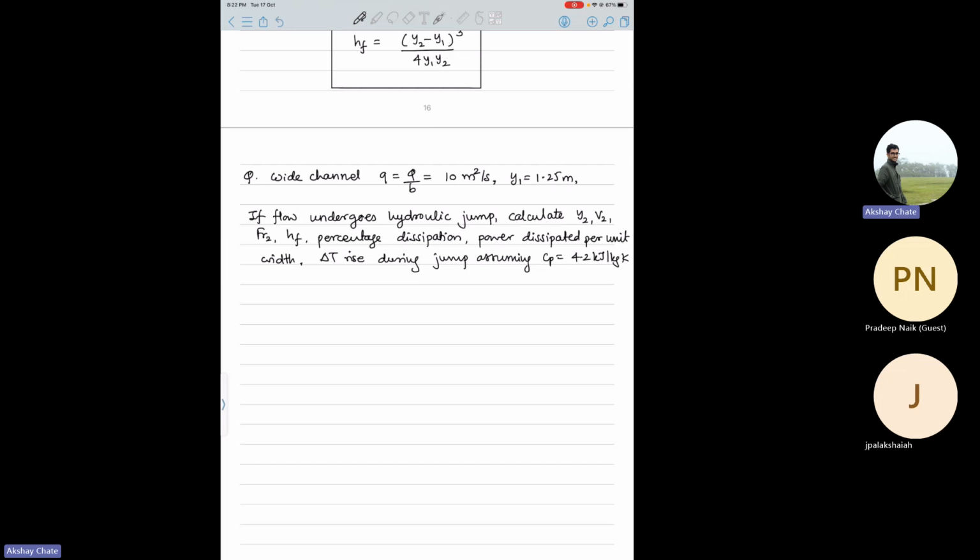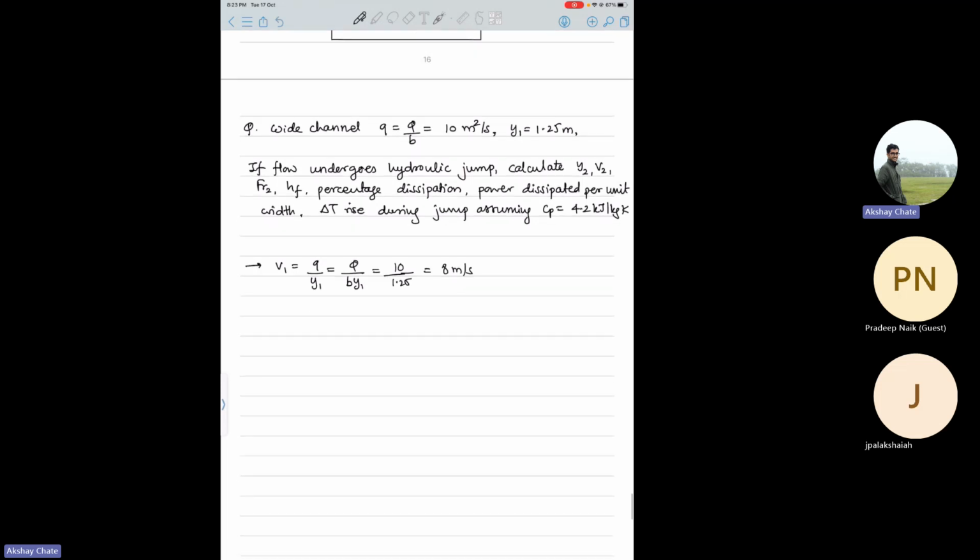So yeah, we know V1 we can calculate as Q by y1, because this is Q by B, it's nothing but Q by B y1, right? So this is the formula. So 10 by 1.25 will give you 8 meter per second. So this is your upstream velocity. Then, it has been told that it has undergone the hydraulic jump.